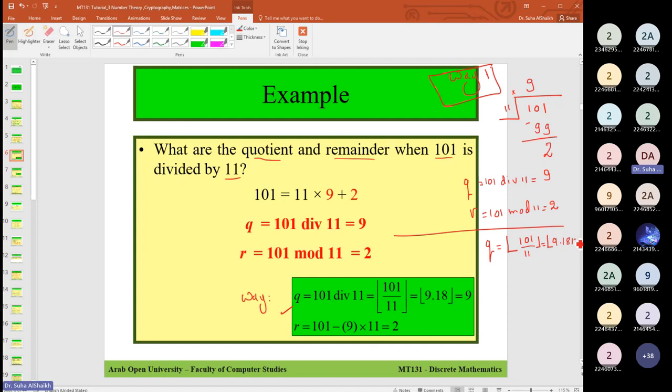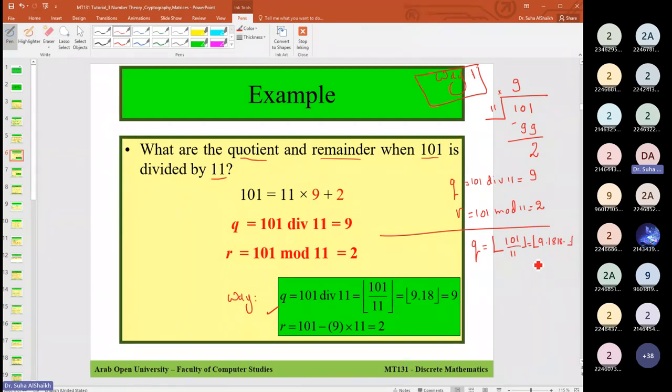What is the floor of 9.18? It's equal to 9, and this will give me the quotient. Now I also have that A is equal to D multiplied by Q plus R. So if I want R, I bring everything to the other side. I will get that R is equal to A minus D multiplied by Q. And this is what I'm going to use to find the remainder here.